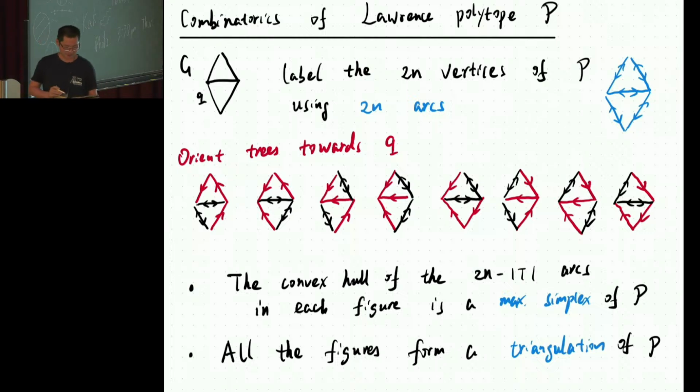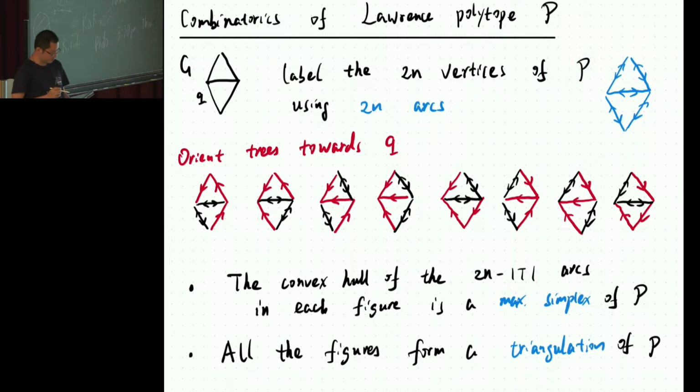Here is the combinatorics. I start with a graph, then pick a vertex Q, then label the 2n vertices of P. So remember, I have 2n vertices of P. I label the vertices of P using 2n arcs. Here, n is the number of edges of G. I give 2 directions for each edge, so I will get 2n arcs. So now in your mind, the Lorentz polytope P is the convex hull of these arcs. But they are just labels.